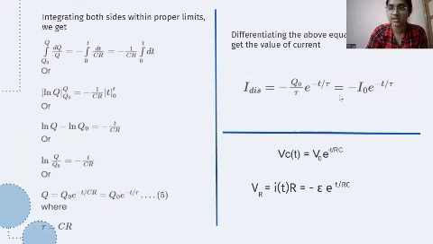And the discharging current is equal to minus I naught into e power minus t by tau. And VC can be given by Q equal to CV. So we get VC equal to V naught into e power minus t by tau. And VR is I discharge into resistance, which is equal to minus of e power minus t by RC.